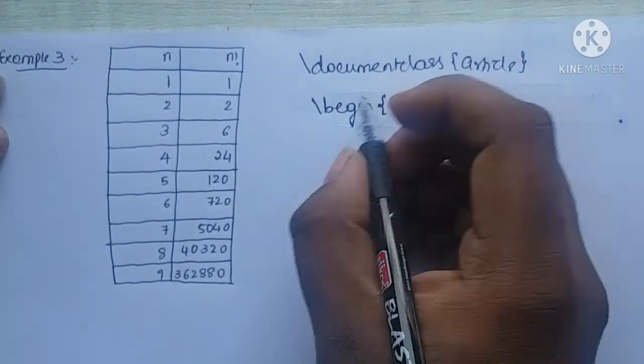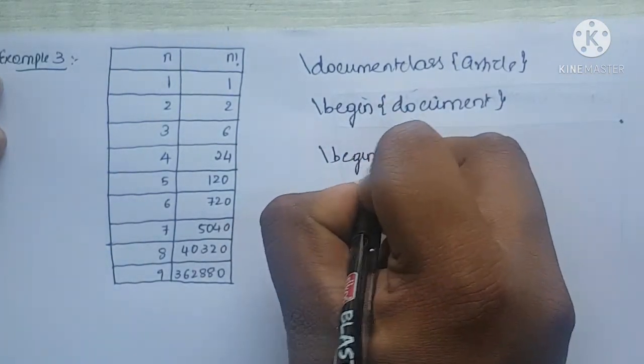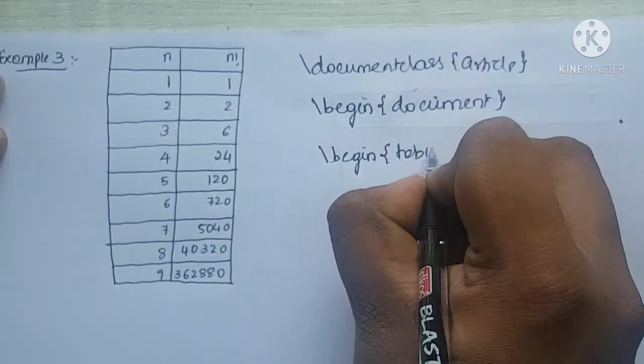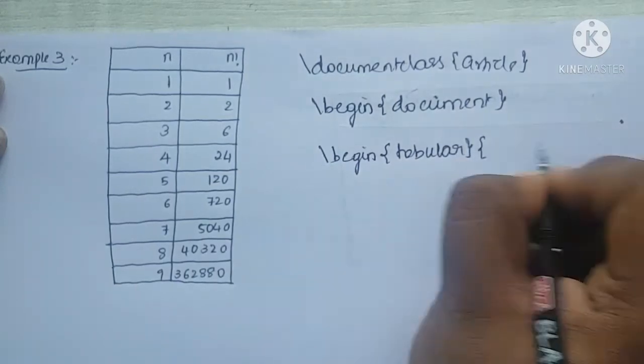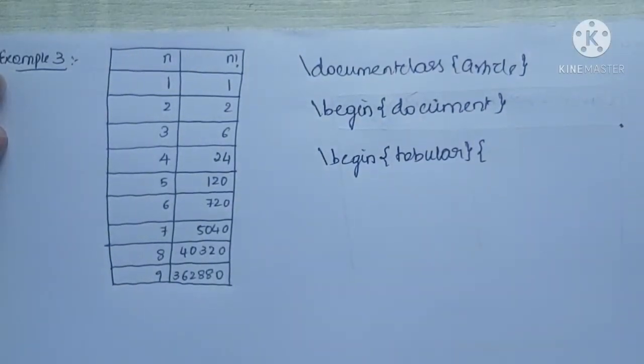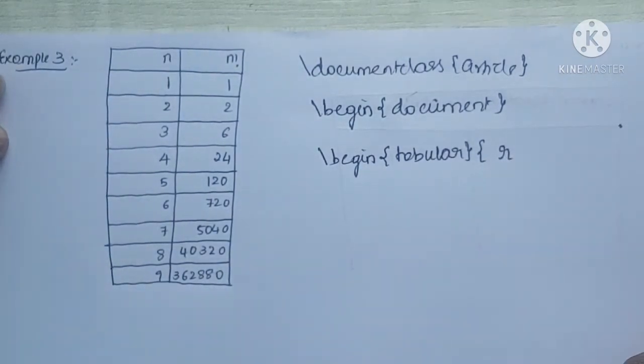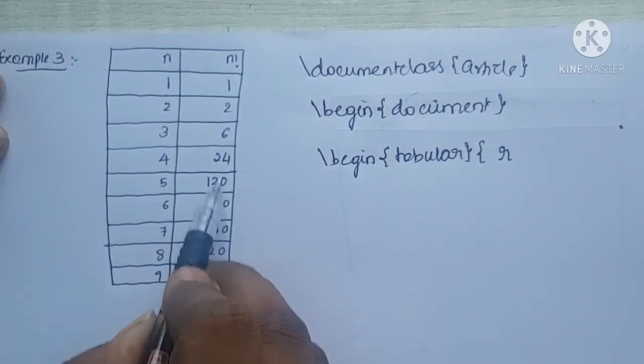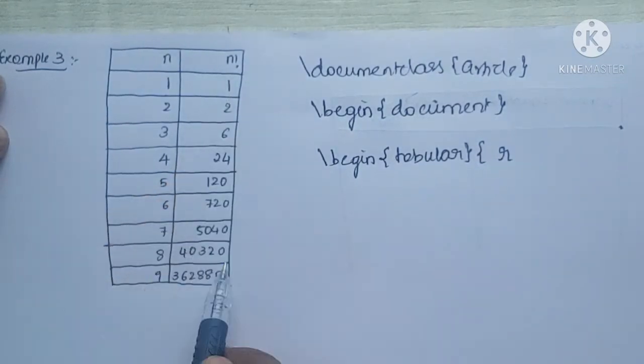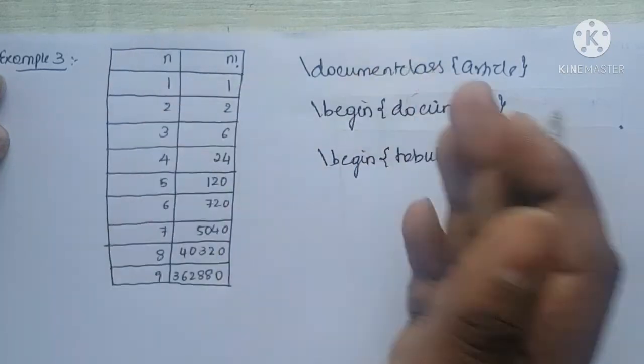or else you can skip that. I am going to skip it. I am going to start with the tabular itself. So within flower brackets, you need to mention the number of columns as well as the position. What is the position of these entries? It is at the right side. So I am going to mention it as r, small r. Even if you observe this also, this n factorial values are also aligned at right side.